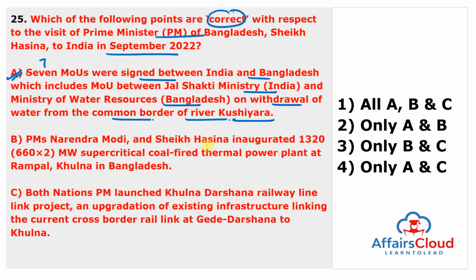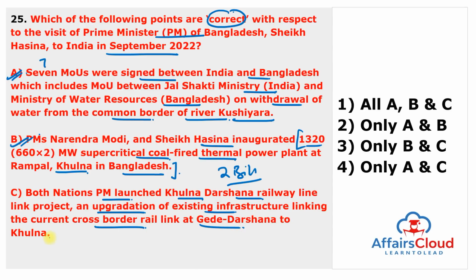Next is Prime Minister Narendra Modi and Sheikh Hasina inaugurated 1320 megawatt supercritical coal-fired thermal power plant at Rampal in Kulna in Bangladesh. This statement is also true. And the total outlay of this project is $2 billion. Both nations' Prime Ministers launched Kulna Darsana Railway Link project and upgradation of existing infrastructure linking the current cross-border rail link at Gede Darshana to Kulna. This statement is also true and both leaders have decided to open the northeast border for trade and transit. It means the answer of this question is all ABC because all the statements are correct.